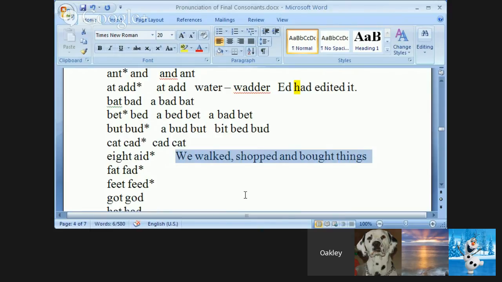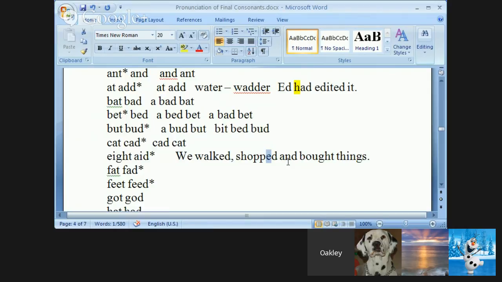We walked, shopped, and bought things. Things. Z. Okay, things. Yeah. Z sounds. Yeah, okay. I was worried about these, and you got all of these. We walked, shopped, and bought things. We walked, shopped, and bought things.